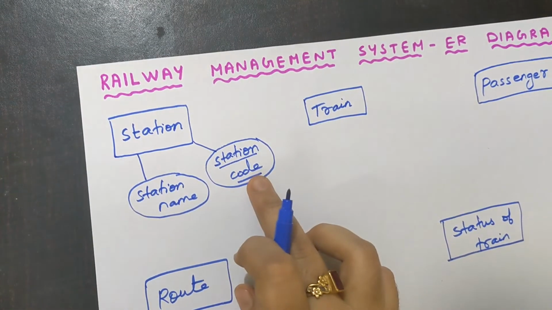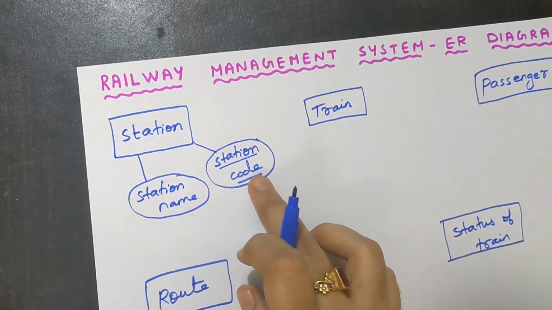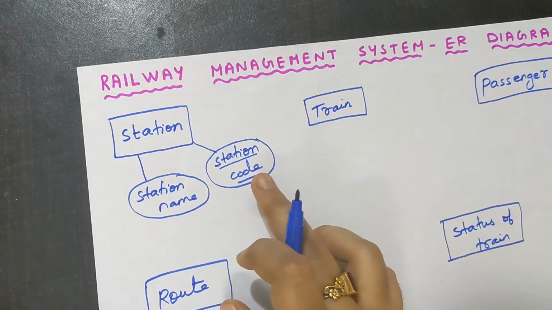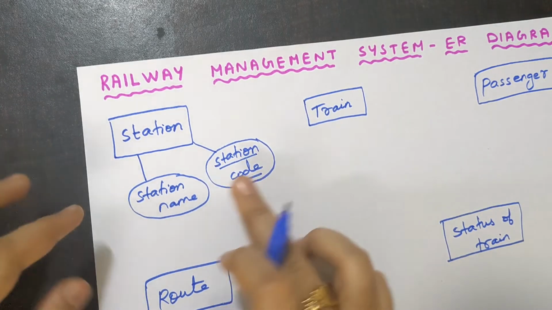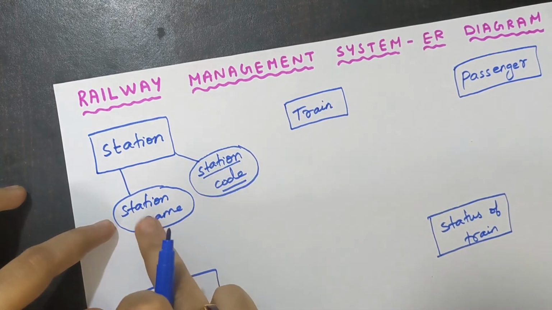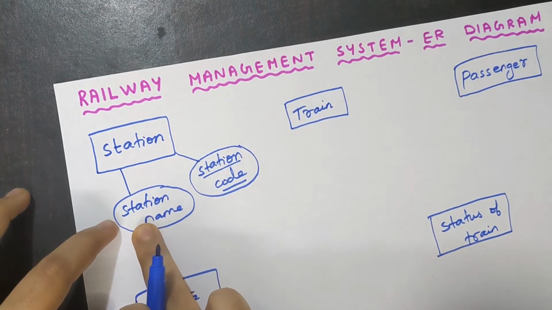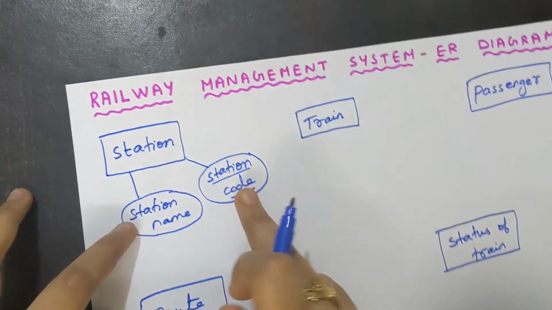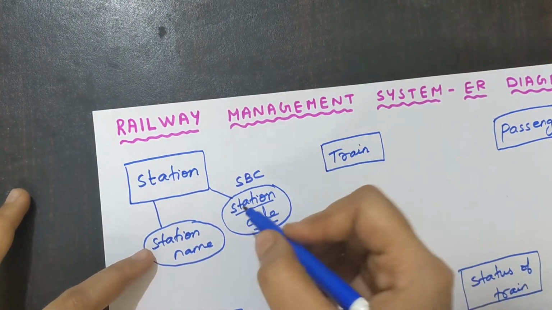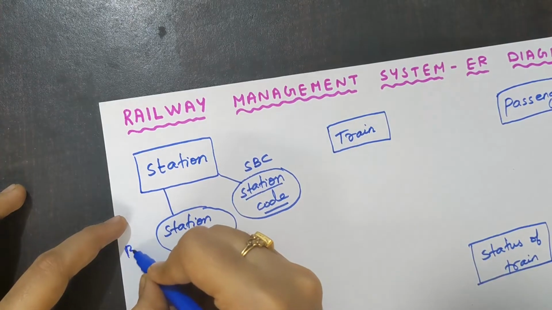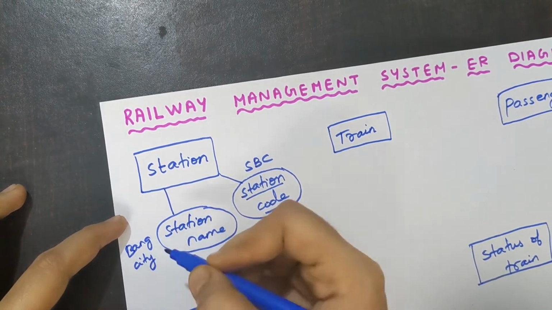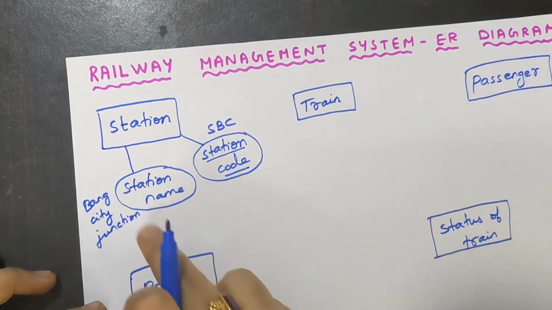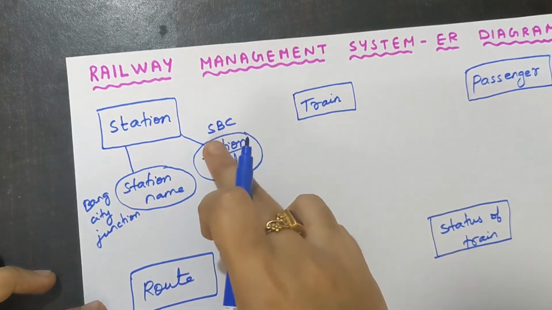Why is station code the primary key? It is the primary key because it is unique for every single station. Now if you take Bangalore City Junction as the name of the station, what is the station code for that? It is SBC. SBC is the station code. What is the station name? Bangalore City Junction. So from this you can understand that for this station name, this is the station code SBC.